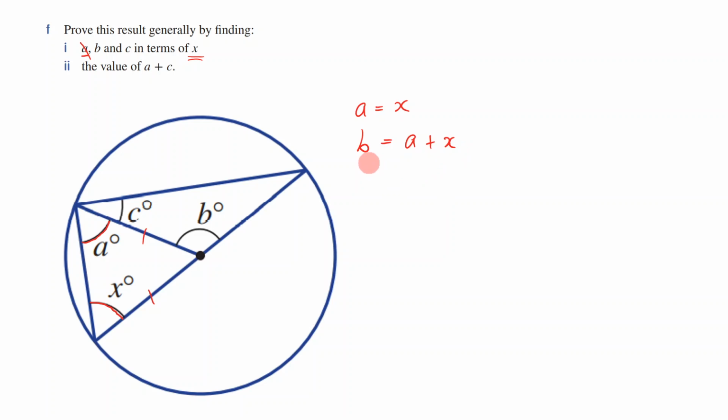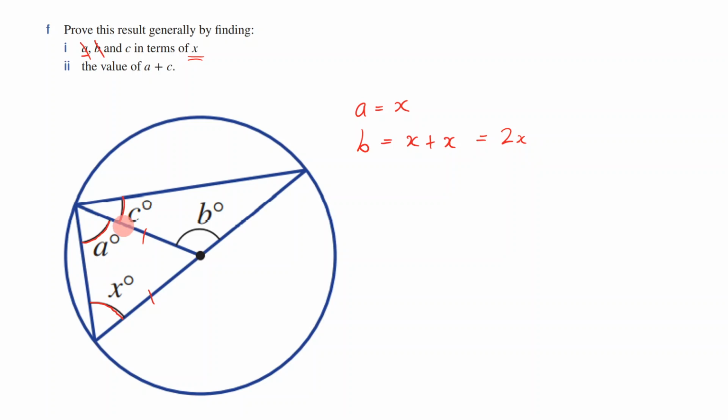And remember, I don't want to have it in terms of A, I just want it in terms of X. Well, I know that A is equal to X. So I could just write X instead of an A, which means B is equal to 2X. Perfect, we've done that one.